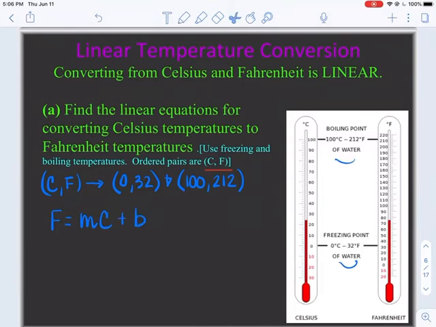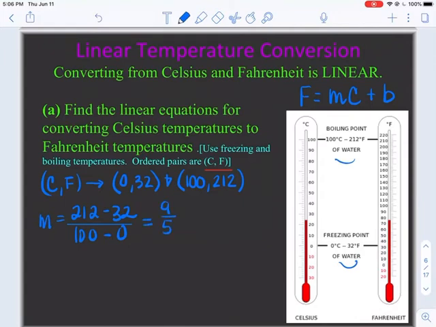If I want to end up with it solve for b, I could. Let me make this a little smaller then. Bump that up here. So what I'm going to do is use the 2 points first, and I get the slope. So the slope is 212 minus 32, over 100 minus 0. Now I can simplify that, but I get 9/5 for the slope, right?